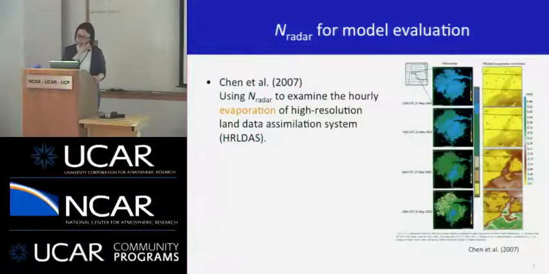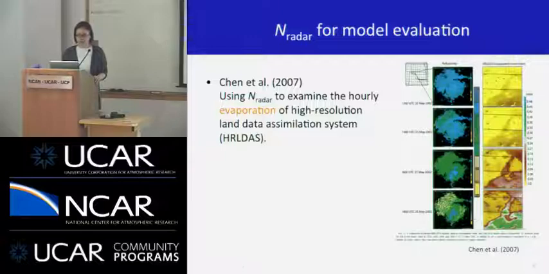Also, besides the case variation we showed before, people now use that for model evaluation. And this work was also done at NCAR by Fei Chen. The refractivity field evolution we showed before has been used to evaluate the high-resolution land surface system. So this is the evaporation rate in the day. It shows consistency. So that is one of the uses for model evaluation.